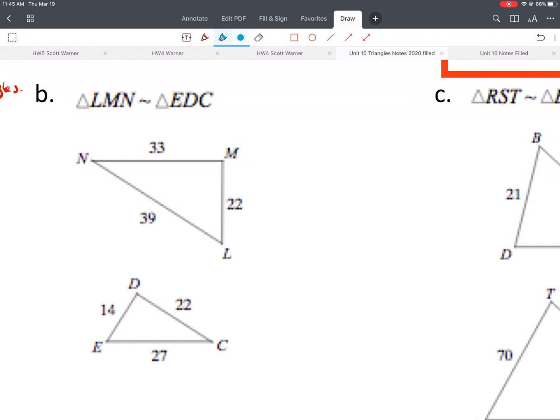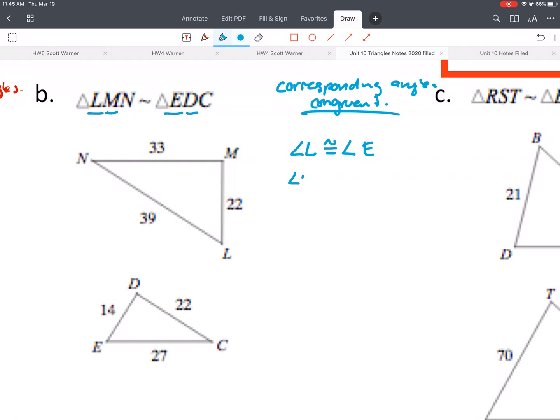All right, so if we're doing corresponding angles, we know that corresponding angles are congruent. So maybe we'll write it this time as which angles are congruent. So here we have angle L is congruent to angle E, and then M and D. Angle M is congruent to angle D, and then the last would be angle N is congruent to angle C. And then we'll do our sides.